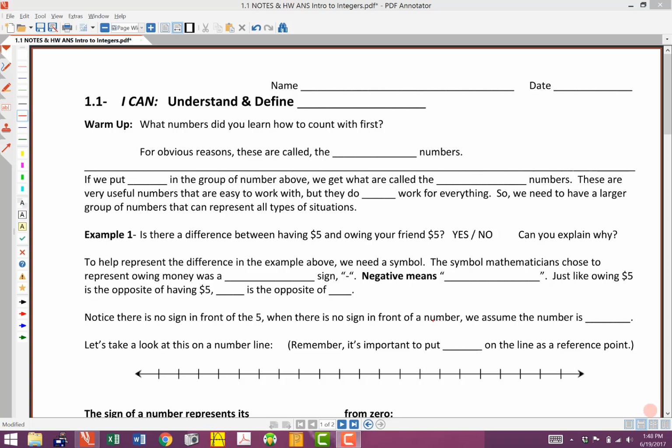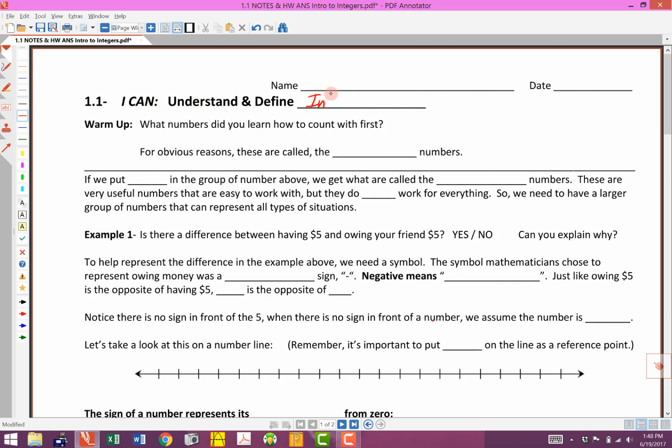Alright, we're going to get going on this course by starting by talking about numbers. And each one of these sections, we're going to have a section number, and we'll have an I can statement that defines what our objective is for the lesson. And then we'll usually have a warm-up or a starter. It may review some old concepts or just get you thinking about the topic today with some background knowledge. So the I can statement for today is I can understand and define integers.